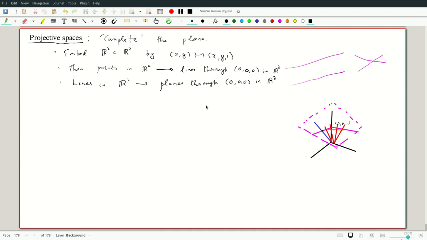Well, I deliberately said both these because at the level of planes, planes through the origin need not give you a line. They give you a line with one exception, which is the horizontal (x, y, 0) plane. Okay, and so lines in R2 are supposed to be planes through (0, 0, 0), but we have one extra plane. We'll regard that as an extra line at infinity, consisting of points at infinity.